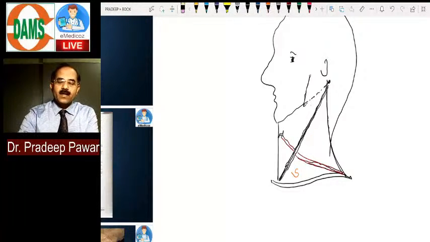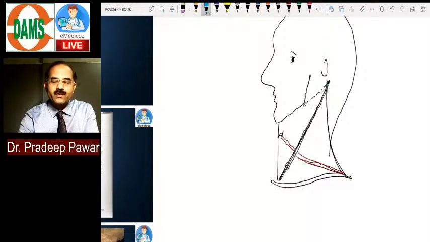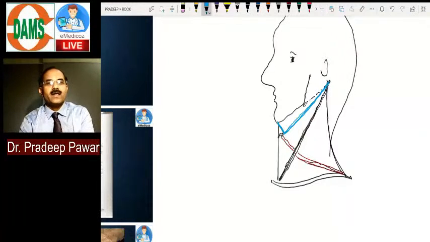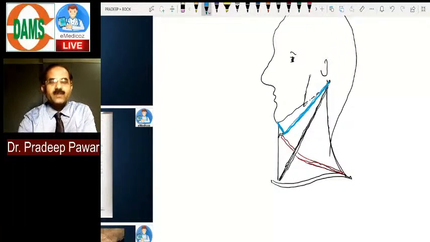Now there's one more muscle which has got two bellies. Can you identify this for me? A muscle having two bellies. What do you call this muscle? Digastric, right? This is the anterior belly of digastric and this is the posterior belly of digastric. Now, the anterior triangle is further divided into many small triangles by the digastric and the omohyoid muscle.